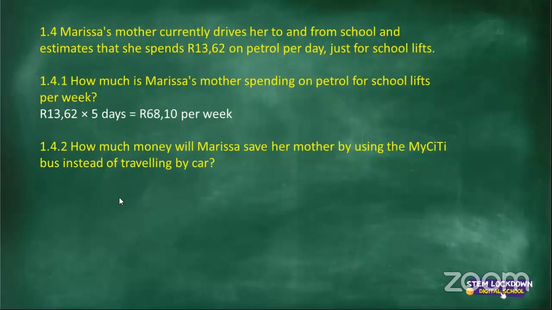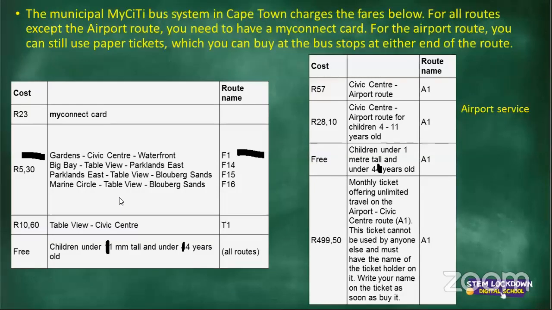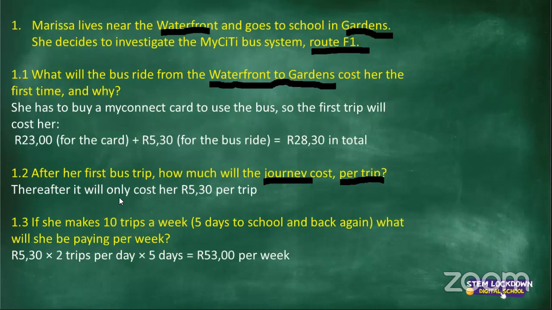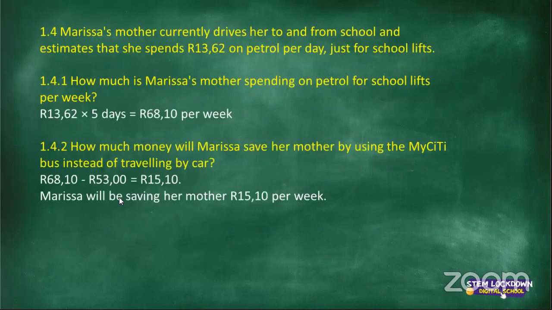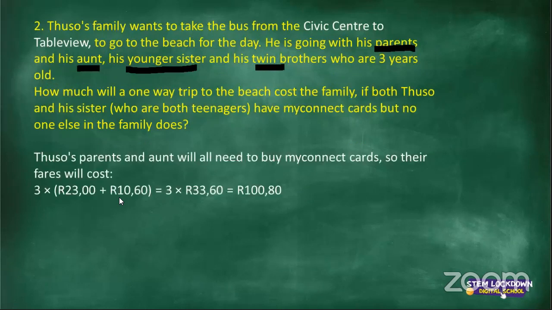Let's go verify what I'm saying to you in that slide. This slide. From Tableview to Civic Centre, it will cost them 10 rand 60. That explains the 10 rand 60. Ne? So that explains that. So the 23 rands is for the card, the 10 rand 60 is for the route. We multiply that by 3 because it's the parents, two of them, and the aunt. Then it will give us a total of 100 rands and 80 cents.